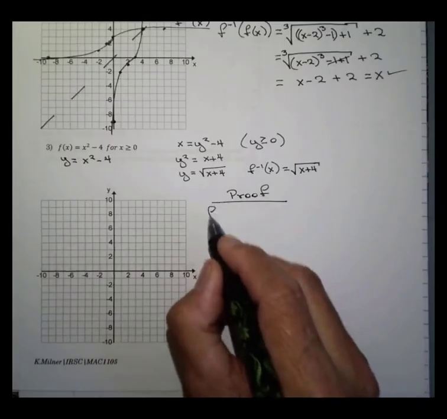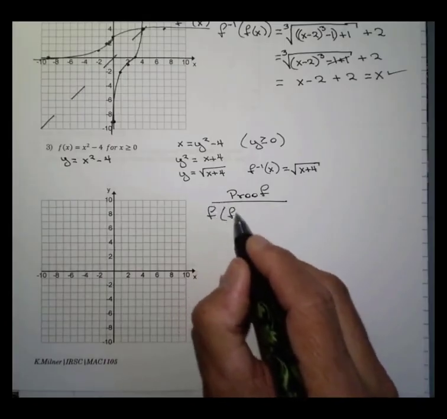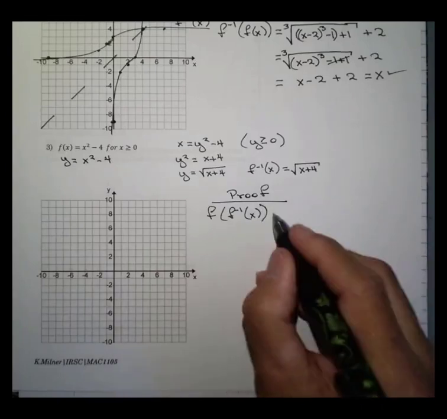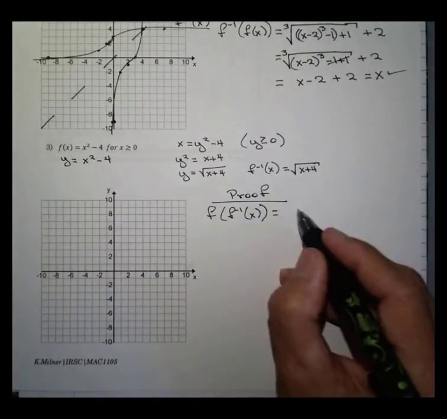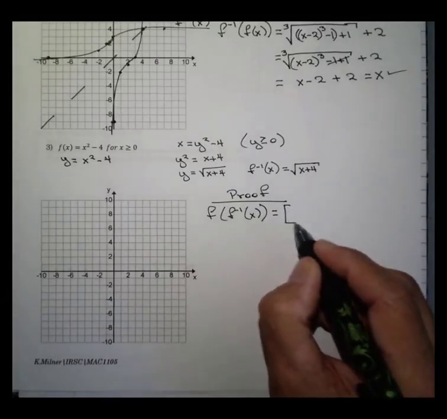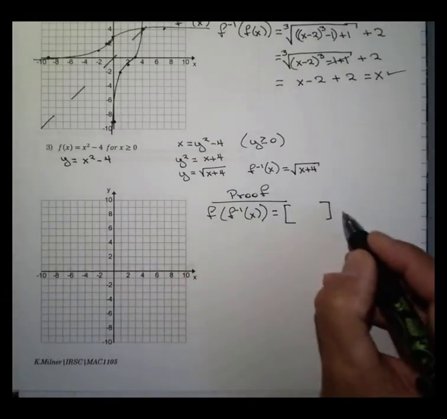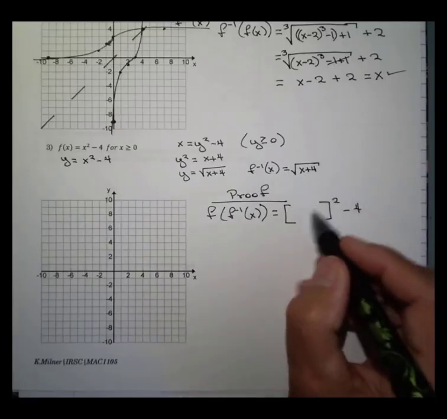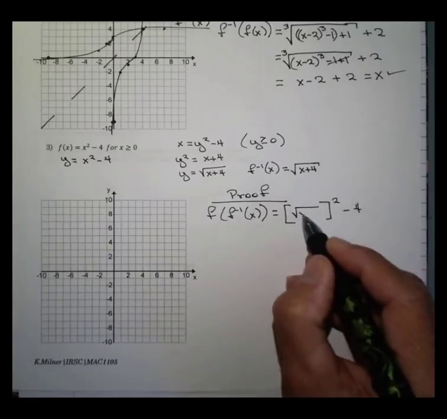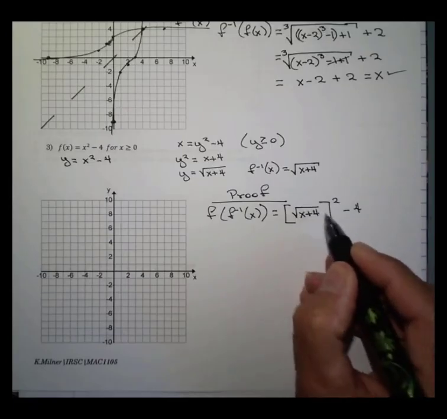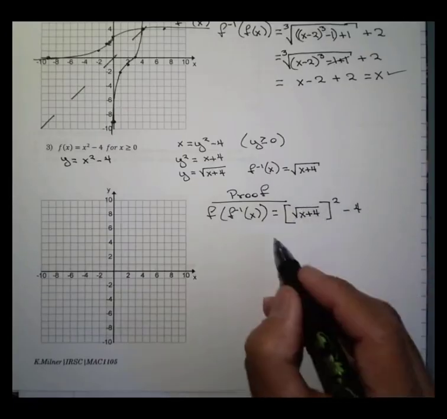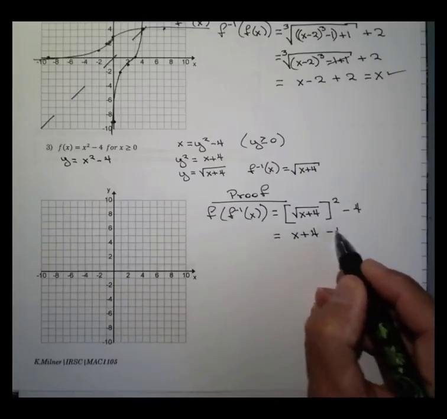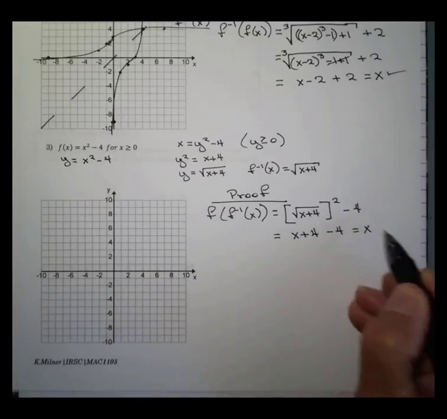So I'm going to take the f of negative 1, and I'm going to take the f function, and everywhere I have an x, I'm going to insert the other function. And that other function is the square root of x plus 4. So when I take the square root of x plus 4 and square it, all I get is x plus 4. And then, of course, minus 4, and that one does come out to equal x.